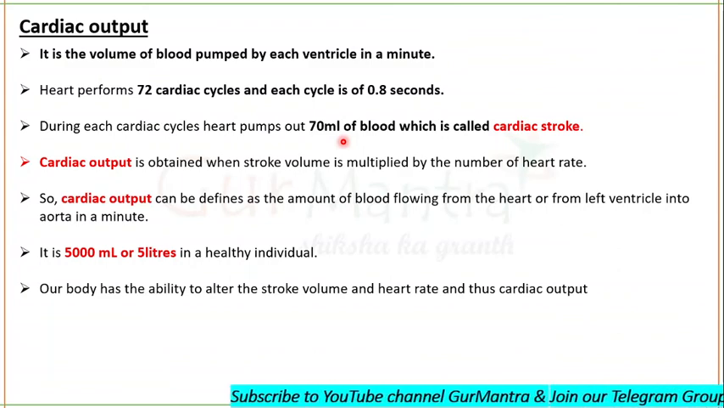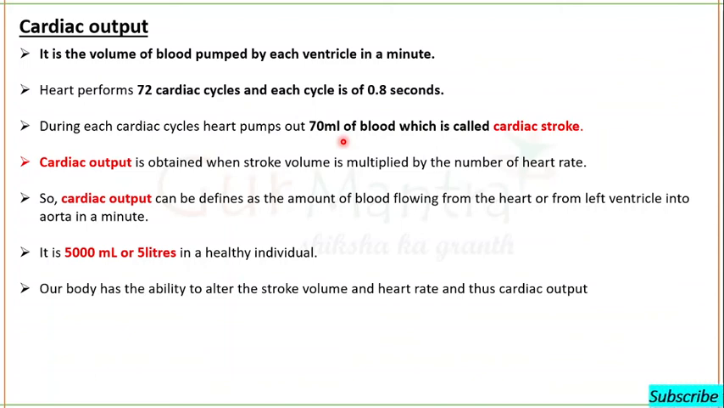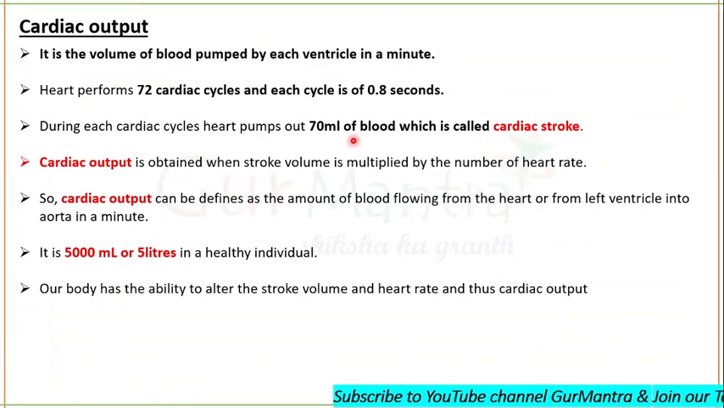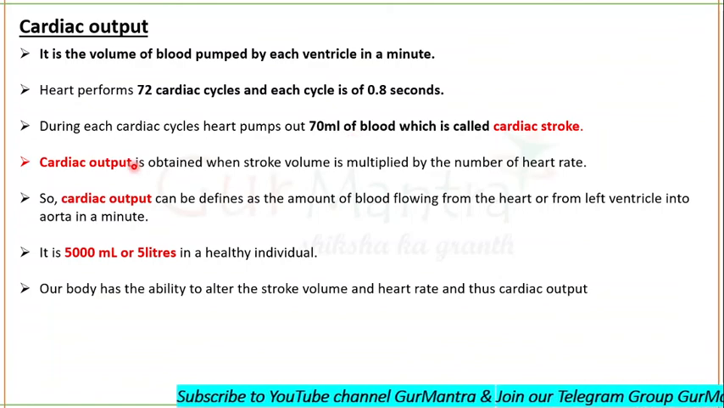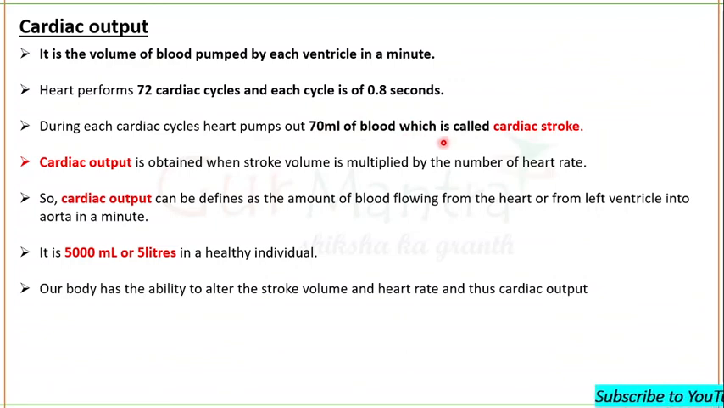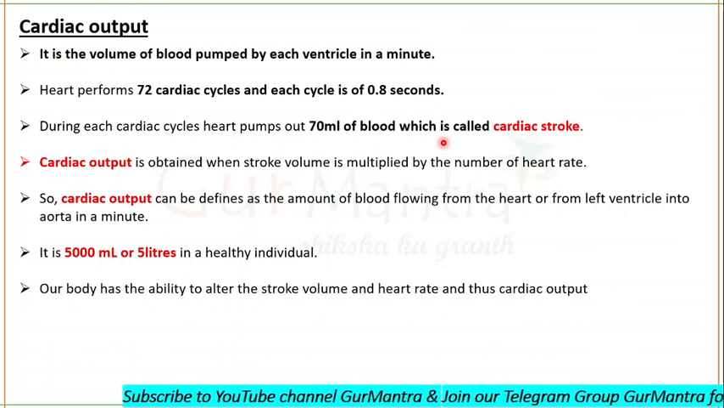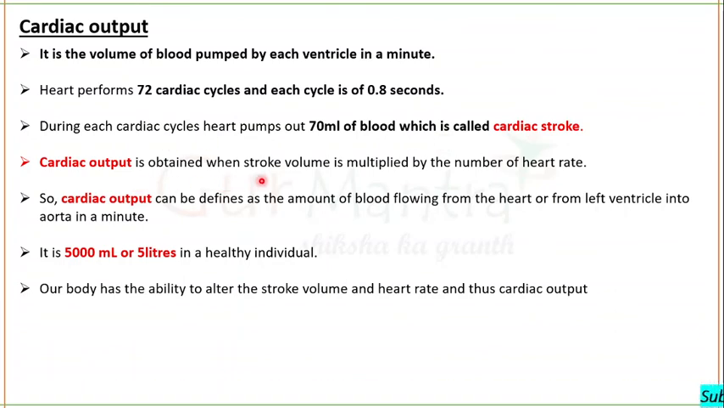What is cardiac output? Per minute, the heart will beat 72 times, and each time, 70 ml of blood will be pumped out. So cardiac output is obtained when the stroke volume, which is 70 ml, the volume of blood pumped by each ventricle, is multiplied by the heart rate.